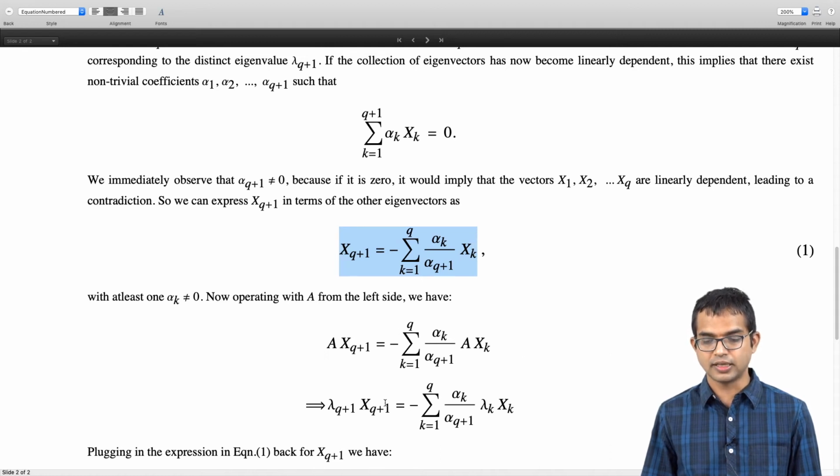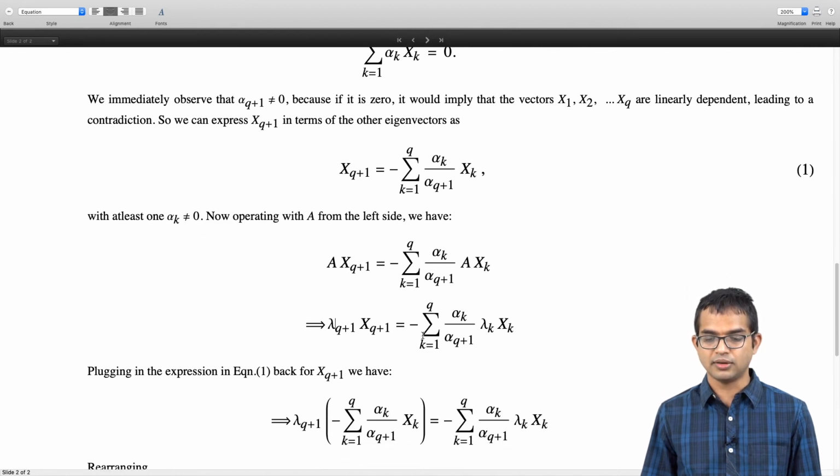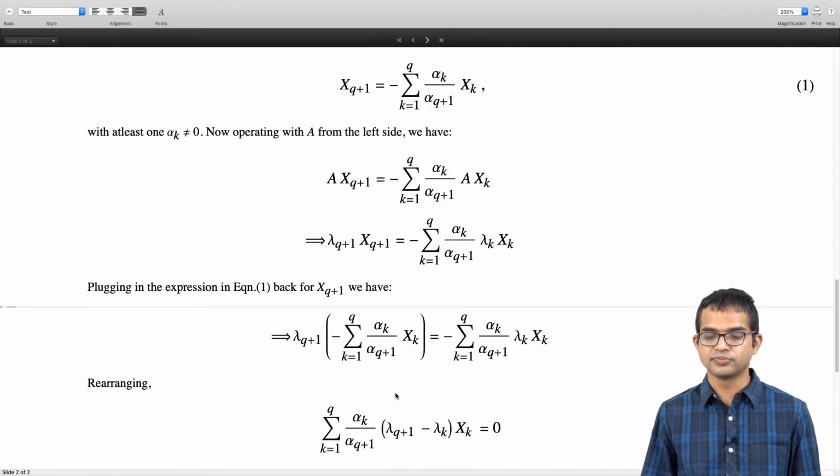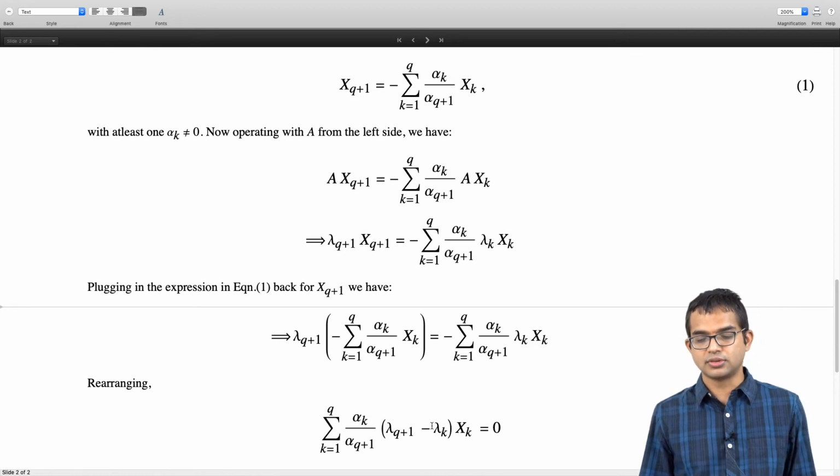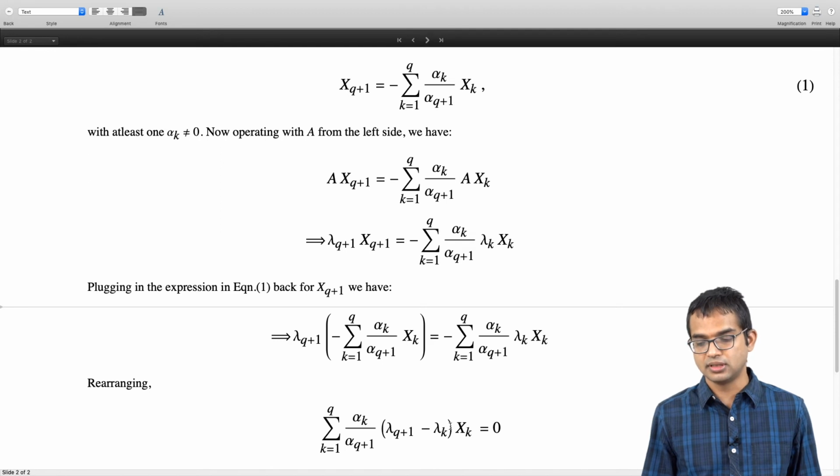So in place of x_{q+1} we'll plug in this expression, and this expression follows from plugging in place of x_{q+1} this equation. If we rearrange all these terms, we are able to write this as a summation over k of a bunch of coefficients: alpha_k by (q+1) times this difference of these eigenvalues times x_k is equal to 0.